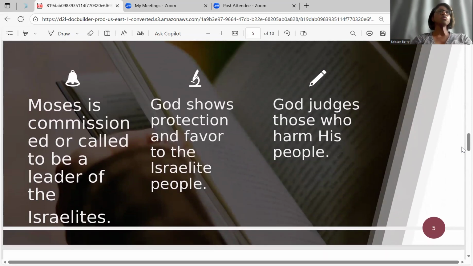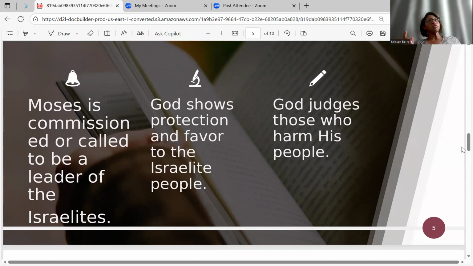Okay. So Moses is commissioned to be a leader of the Israelite people. In the beginning, Moses is very timid, like, what are you calling me for? And God shows favor and calls him to be this leader. And even though he kind of doubts his own leadership, he rises to the occasion. But God shows protection, he shows favor to the Israelite people over and over and over again.